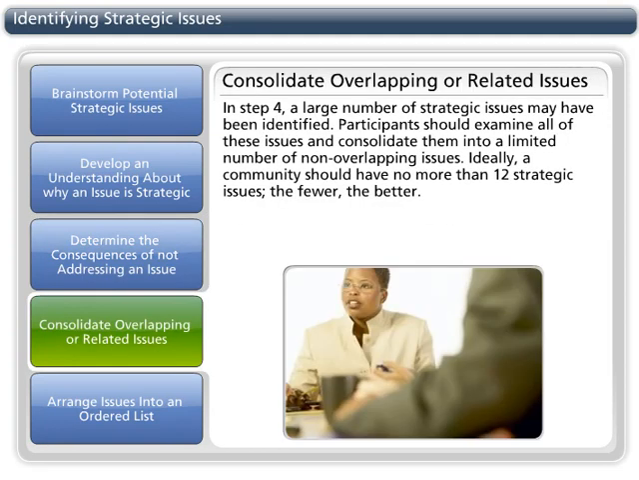In step 4, a large number of strategic issues may have been identified. Participants should examine all of these issues and consolidate them into a limited number of non-overlapping issues. Ideally, a community should have no more than 12 strategic issues. The fewer, the better.